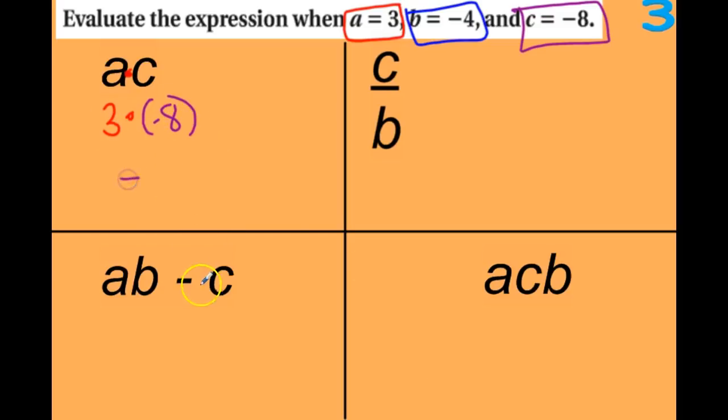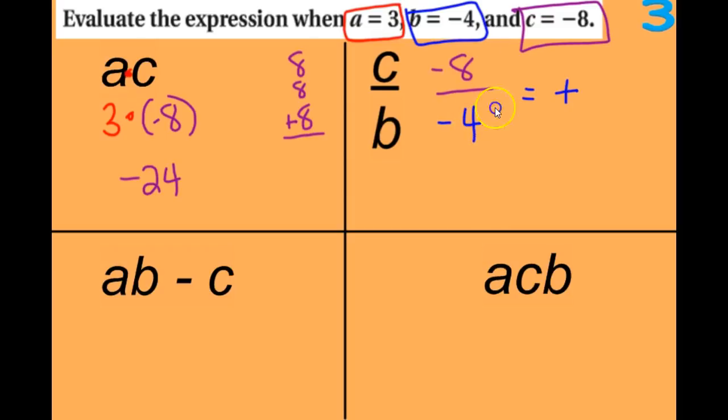Happy and grumpy, they don't get along. If we use our multiplication table, 8 times 3, or 8 3 times, will give us 24. Next we have C divided by B. C is negative 8 divided by B, which is negative 4. Two grumpy numbers, we know they get along.